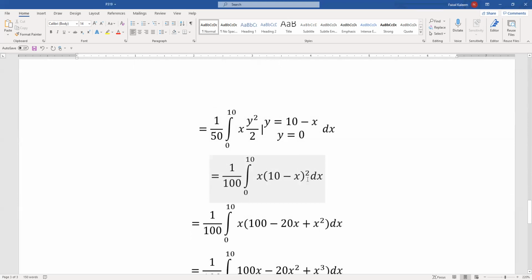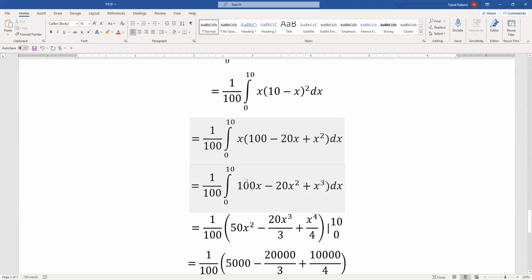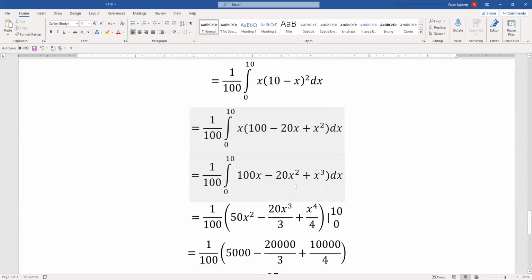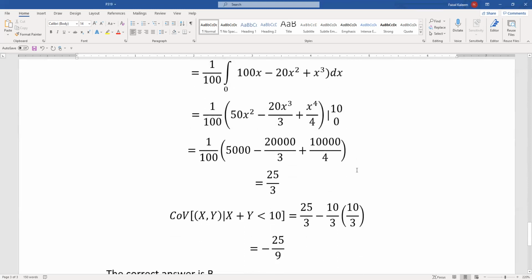You open up the 10 minus x whole squared, that's 100 minus 20x plus x squared, and then you multiply by x. So that's 100x minus 20x squared plus x cubed, and then you integrate. This is 50x squared minus 20x cubed by 3 plus x to the fourth by 4, from 0 to 10. And when you substitute the limits, in the end you get 25 by 3. And now we have everything.